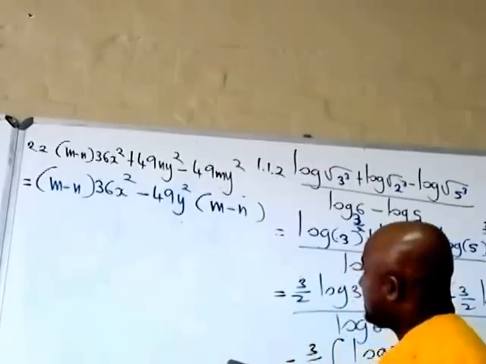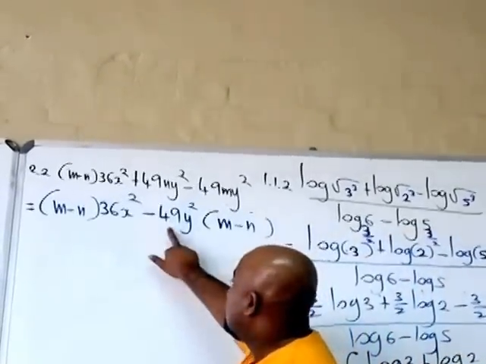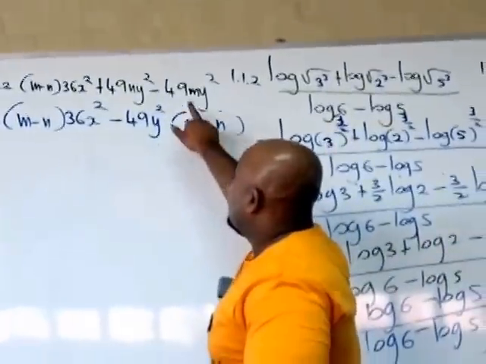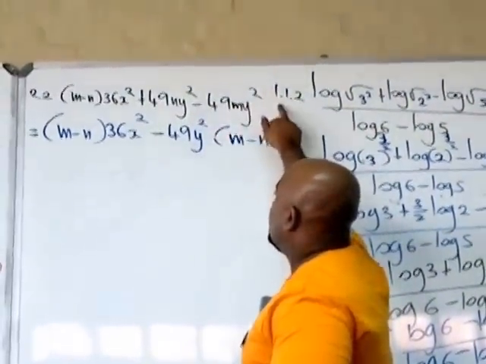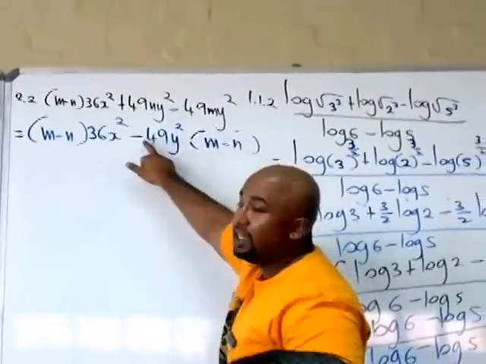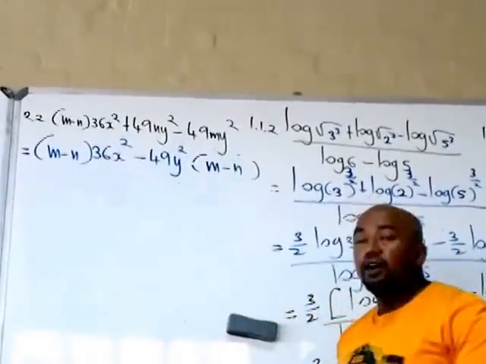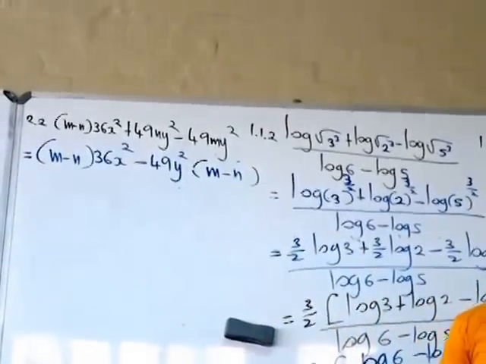Check it. Don't take a chance. Check it. Minus 49y squared times m is minus 49my squared. Minus 49y squared times minus n, negative times negative, will give you the positive there. Now, you can take out a common factor. Can you see that?